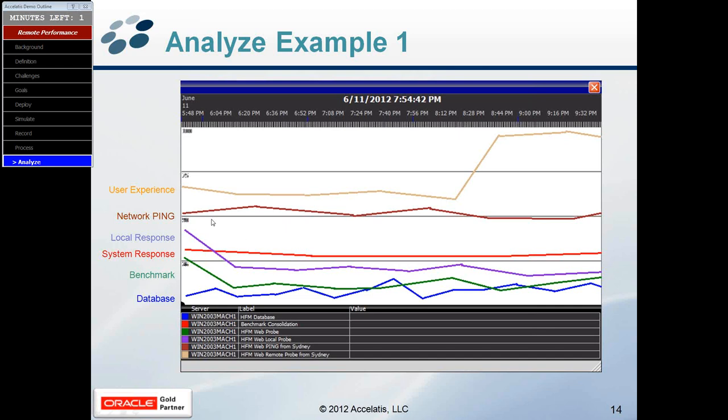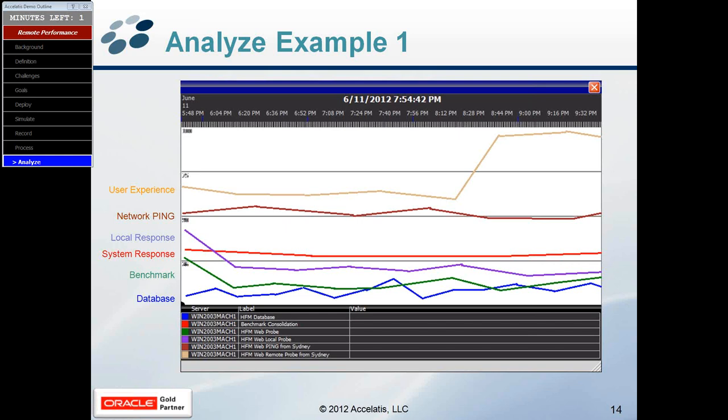We're then including things like the network ping. So from our remote locations are the light brown and the dark brown lines. So what is our network response time as well as what our user response time is. So for the first example, and we'll move through these quickly, we see that about 2/3 of the way through our performance tracking, the user experience has degraded significantly by about 50%.